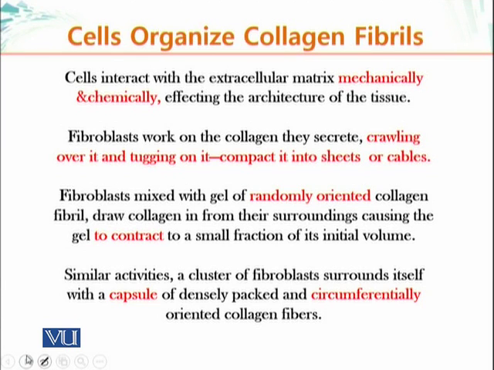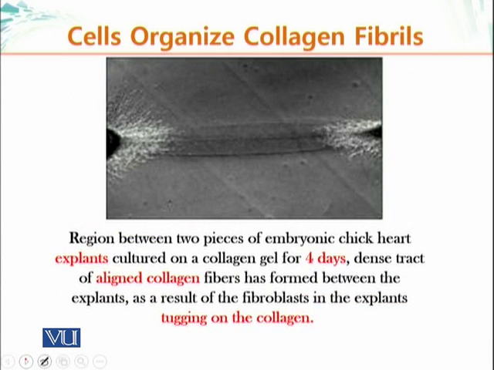Similarly, a cluster of fibroblasts can surround itself with a capsule of densely packed, circumferentially oriented collagen fibers. So, a bunch of fibroblasts can grab collagen and form a capsule of this molecule around themselves. We will also see that certain cells actually have a coating of collagen, especially type 4 collagen, around themselves. We will see that later.